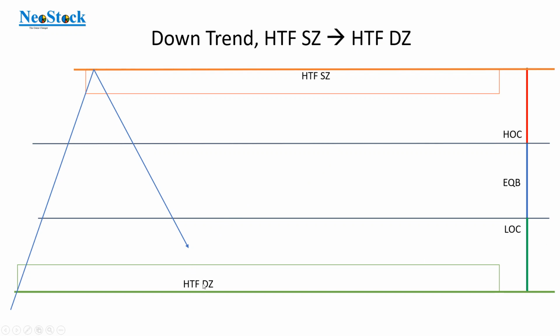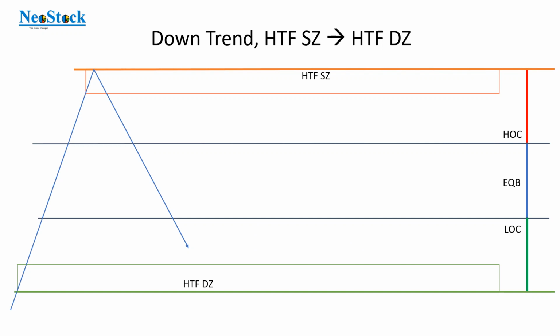Once prices enter into the HTF demand zone, can we plan the short trades in low on the curve? No, we cannot. The reason is price direction is now changed to HTF demand zone to HTF supply zone. At the time low on the curve, you cannot plan the short trades. So is this point clear?